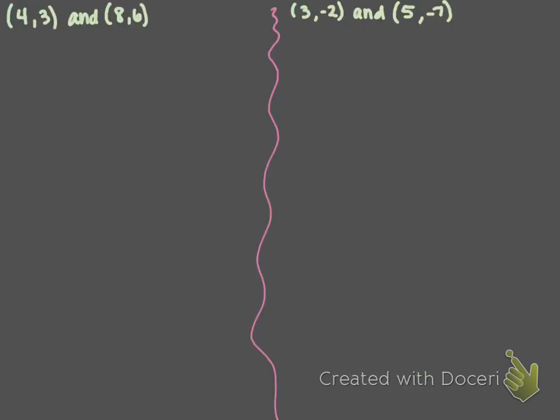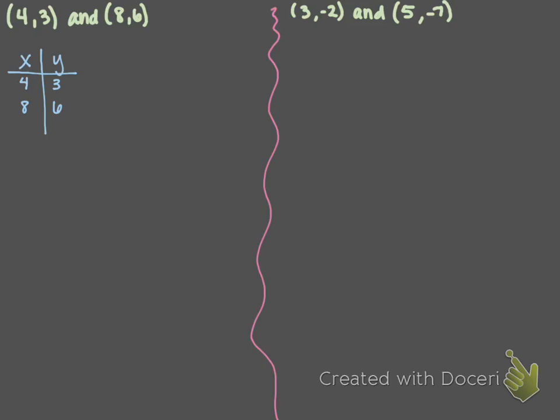If we are given 2 coordinate points, we could create a mini table with these 2 coordinate points to identify our rise and our run. So we can go ahead and set up an xy table. Our first coordinate point, the x value is 4, the y value is 3. Our second coordinate point, the x value is 8, and the y value is 6.